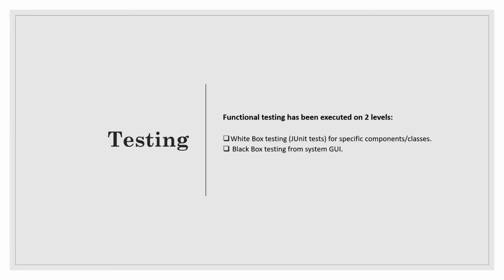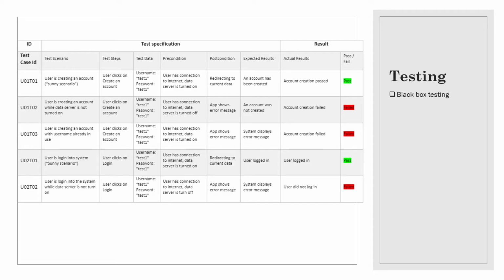The next phase is testing, and the reason for several testing techniques was to test implemented functionalities continuously through the whole implementation process to catch invalid code as early as possible. We had two testing techniques. The first one is whitebox testing, where we use JUnit testing for specific components and classes. The second technique is blackbox testing, where we couldn't see the code and had to test the GUI of the system. Here you can see our blackbox testing example.